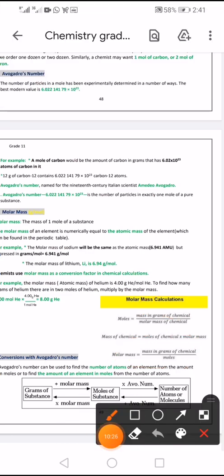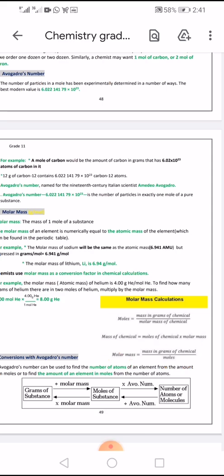So if we have the moles and the molar mass and want to calculate the mass in gram, we just multiply moles times molar mass. That's it.